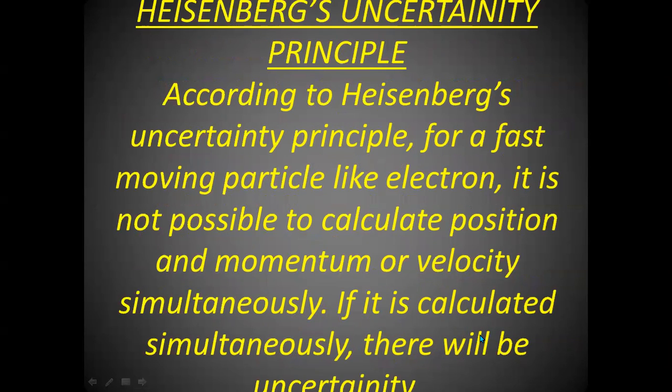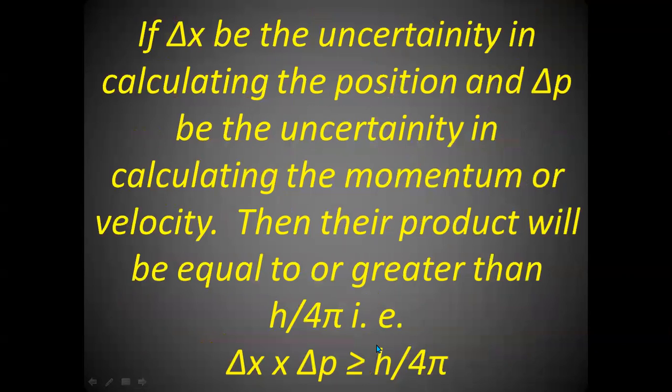Now, coming to the second point, called Heisenberg's uncertainty principle. Again, Heisenberg is a scientist. He says that for a fast moving particle like an electron, it is not possible to calculate position and momentum or velocity simultaneously. If it is calculated simultaneously, there will be uncertainty in calculations.